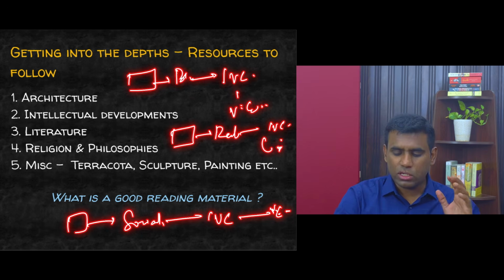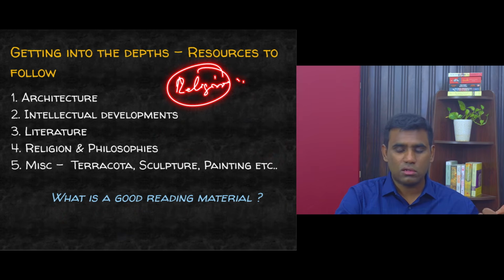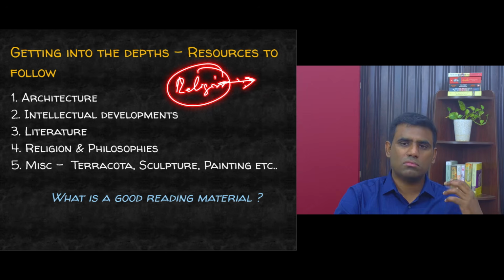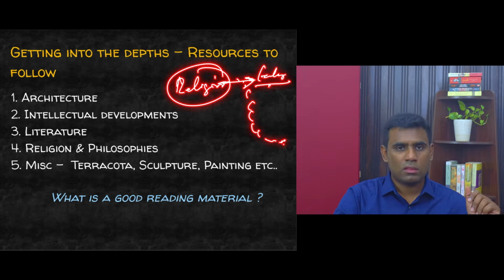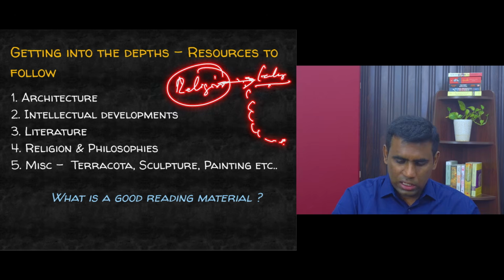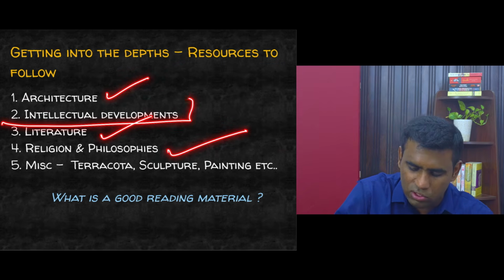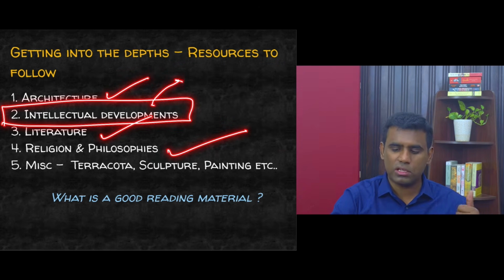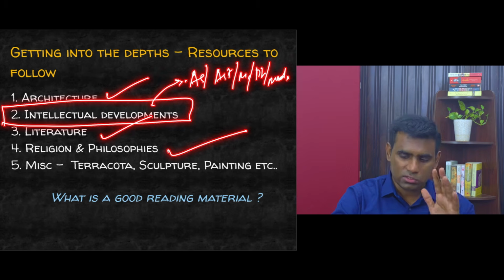So you have to read this entire chapter on religion. When you read it, you will be able to understand very clearly how the early Vedic religion, the Hindu Brahminical religion, transformed across ages, across phases, right? So I would say for architecture, literature, religion, and philosophy, and also for intellectual developments, for example, accomplishments of Indians in astronomy, astrology, mathematics, physics, medicine, what is the reading resource to read?